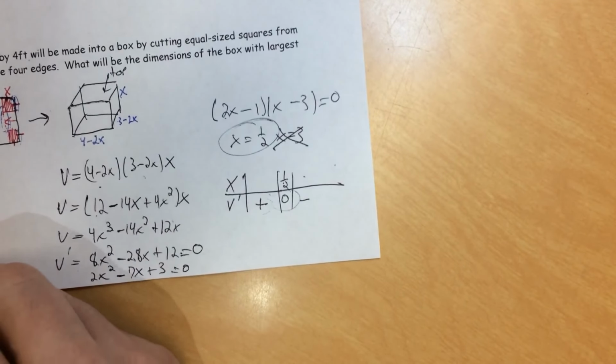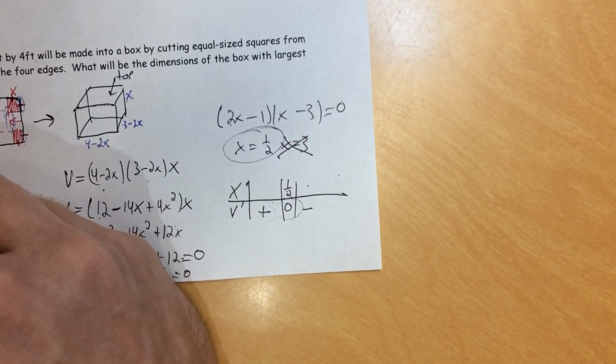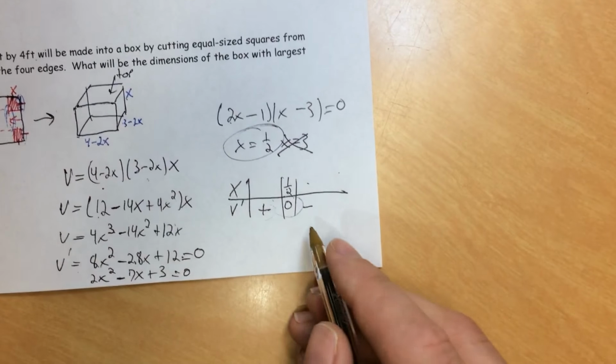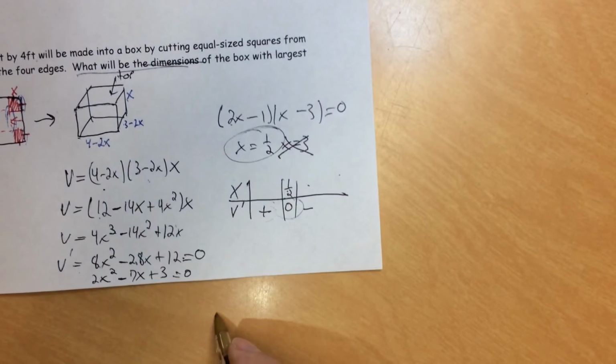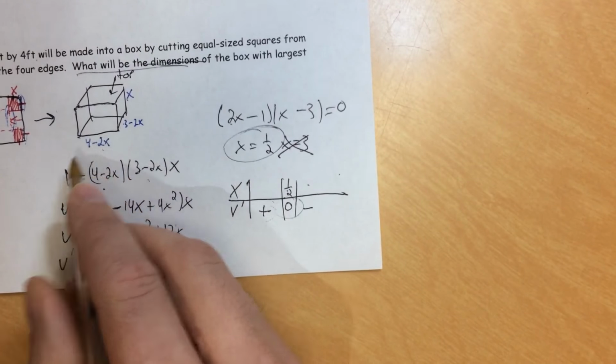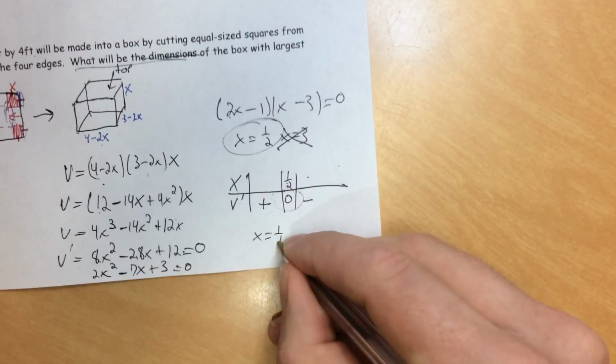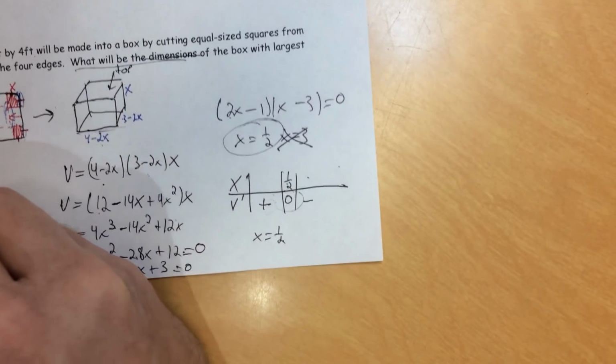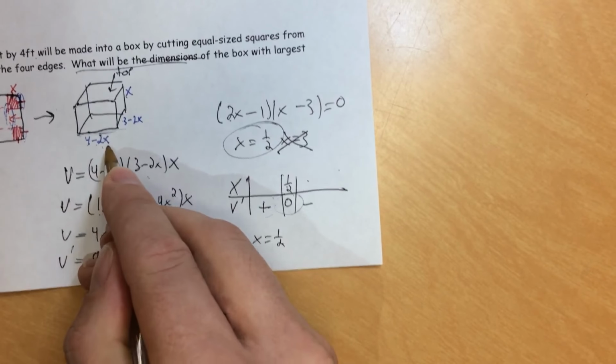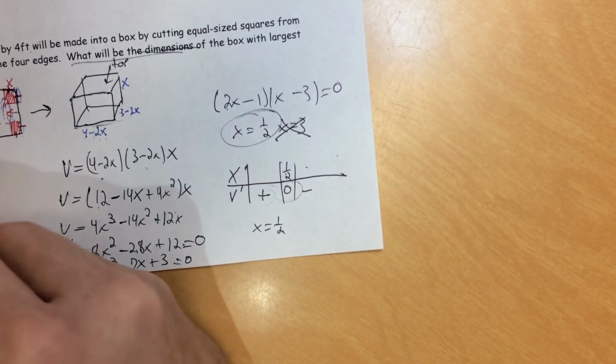And so the dimensions are going to be, x is 1/2. It asks for the dimensions of the box. The dimensions are, since x is 1/2, the length is going to be 4 minus 2 times 1/2, which is 3.